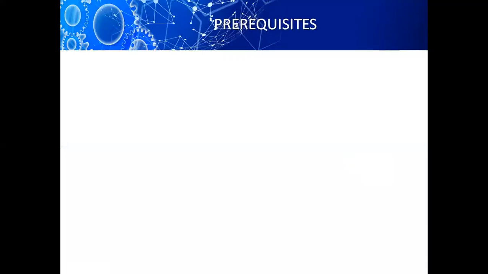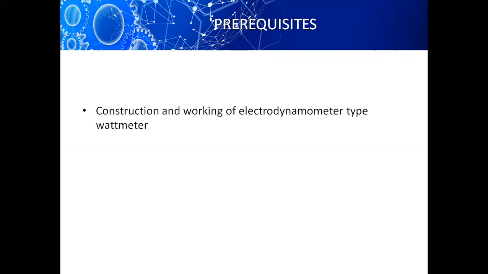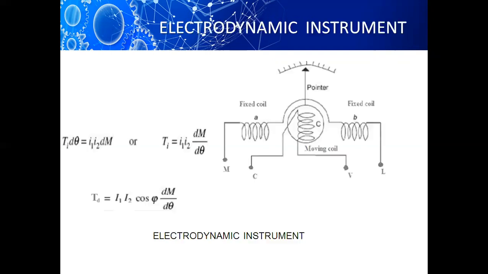Before going into the presentation further, let us discuss the prerequisites of the presentation. That means before getting into the subject, these are topics which you might have already been aware of. So those are construction and working of electrodynamometer type wattmeter. Let us have a recap of the same topics again.